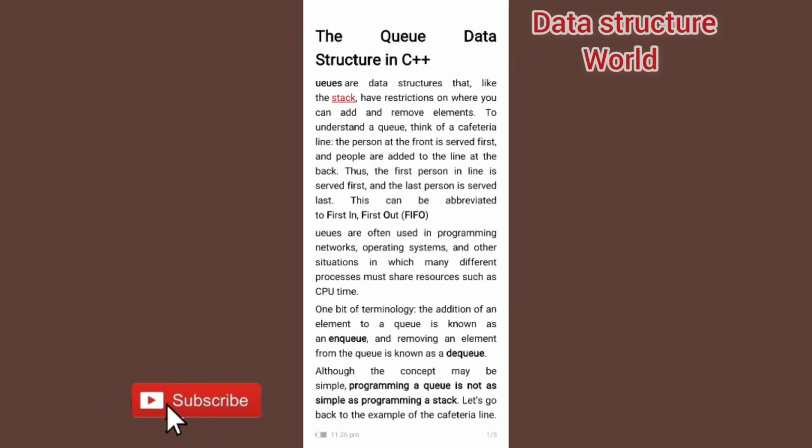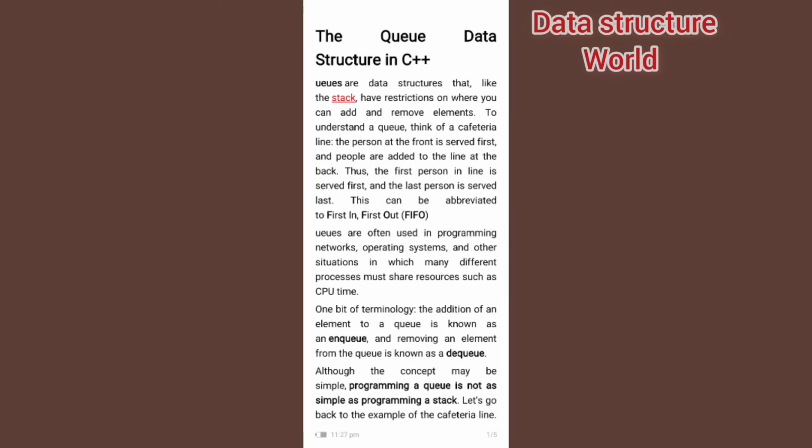Today again we are going to discuss one of the most important topics in data structures, which is the queue. Queues are data structures that are like stacks, having restrictions on where you can add and remove elements. To understand a queue, we think of cafeteria lines. The person at the front is served first, and people are added to the line at the back. Thus the first person in the line is served first, and the last person is served last. It's also abbreviated as first in first out, which is FIFO.